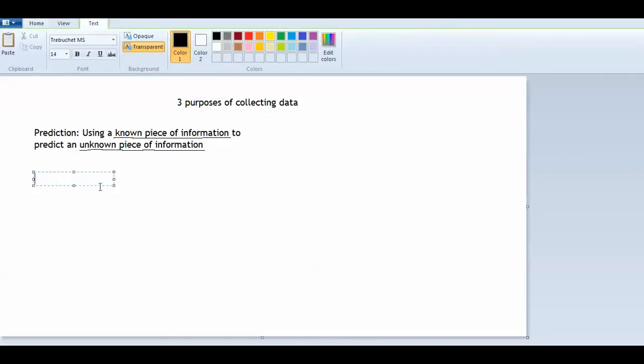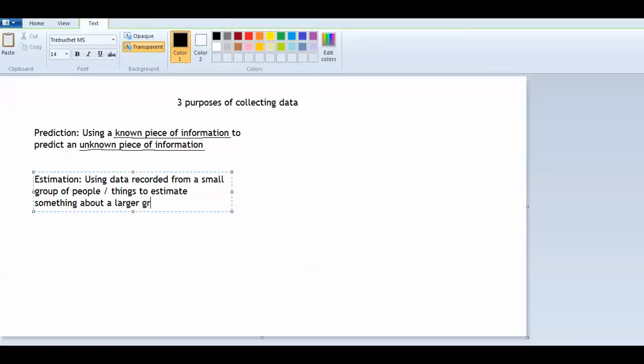Another purpose of collecting data is estimation. Estimation involves using data recorded from a small group of people or things to estimate something about a larger group of people or things.